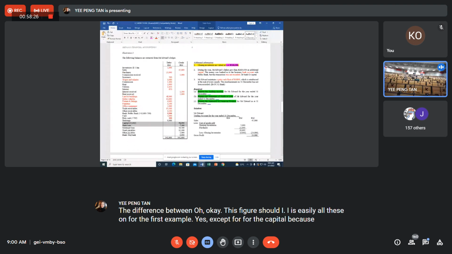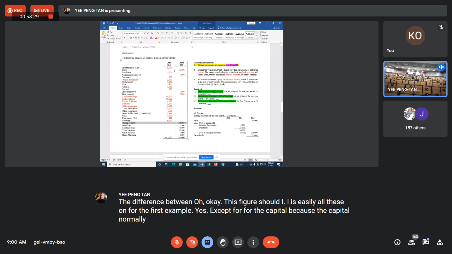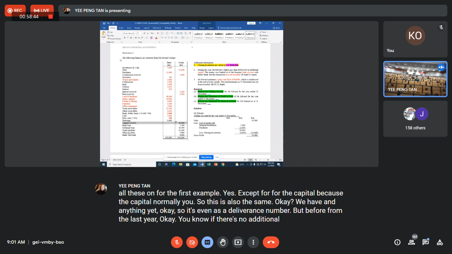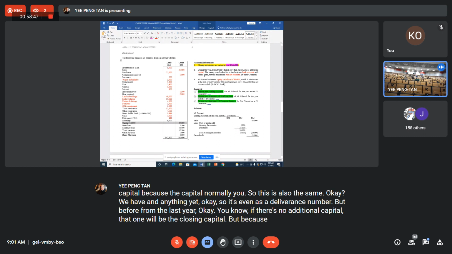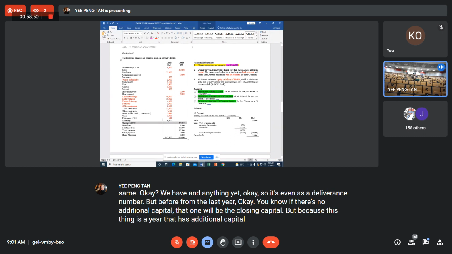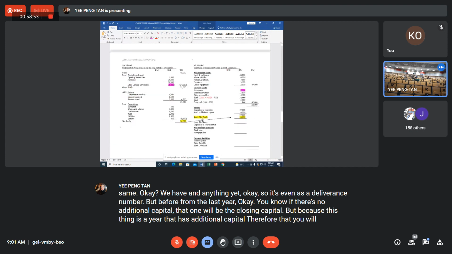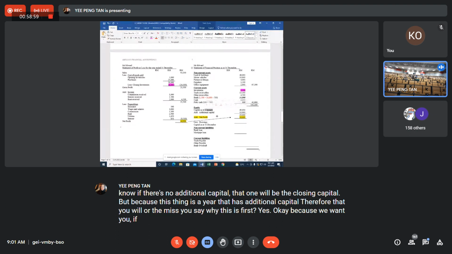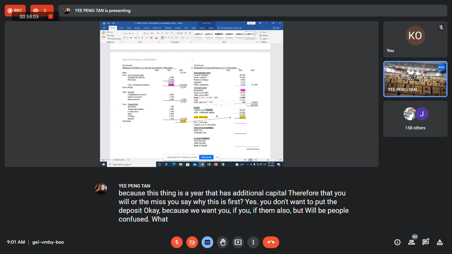The capital, normally we brought forward like opening inventory, we brought forward from last year, haven't added anything. So this capital is also the same. It is as at 31st December, but brought from last year. If there's no additional capital, that one will be your closing capital. But because during the year they have additional capital, you put it first. If you don't want to put 31st December also can, but people will be confused about which one is opening and which is closing. So if you don't want, you can just leave it as capital.